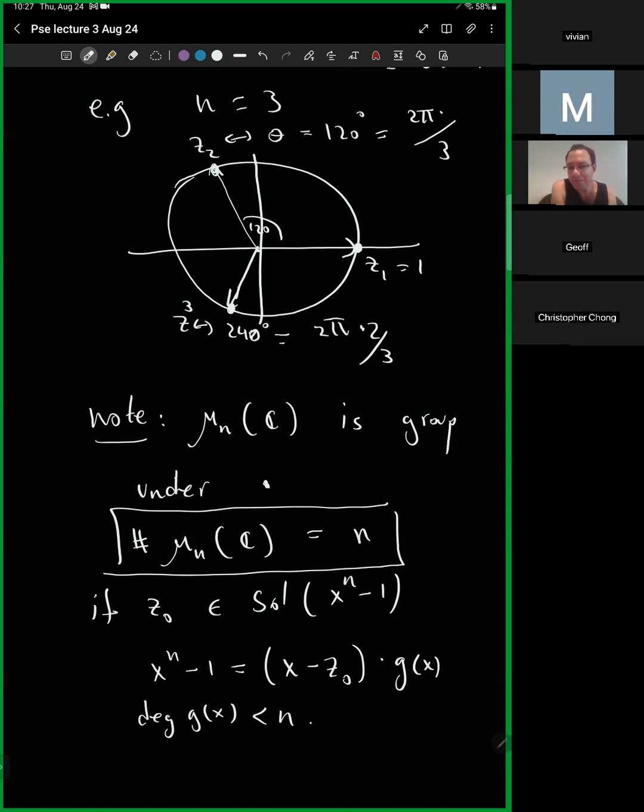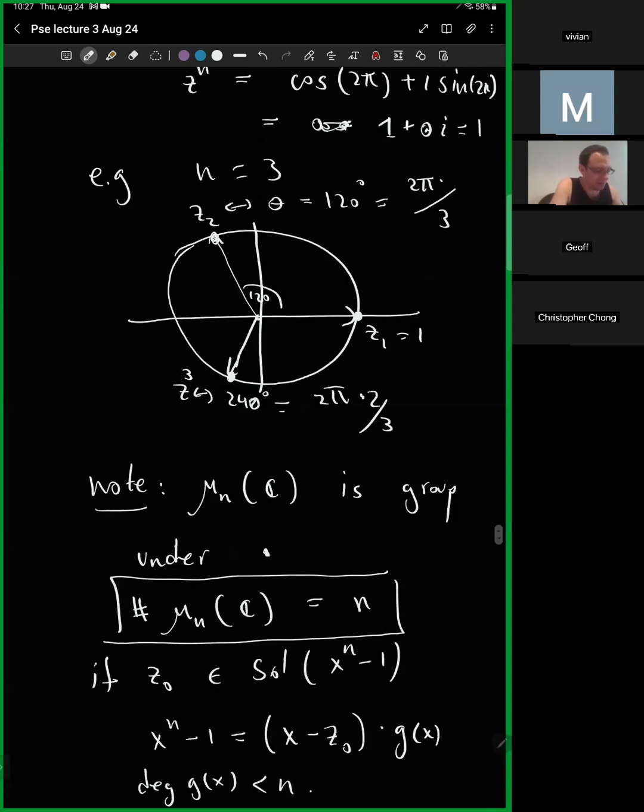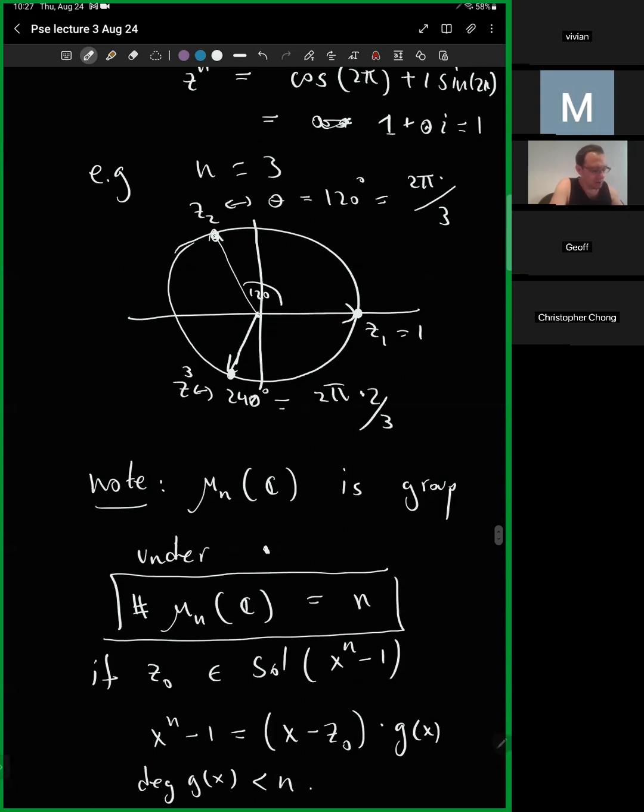Hi. Yeah, I have one question. I kind of missed how you got z1 equals 1 on the n equals 3 diagram. Could you repeat that? Z1 equals 1? Yeah.